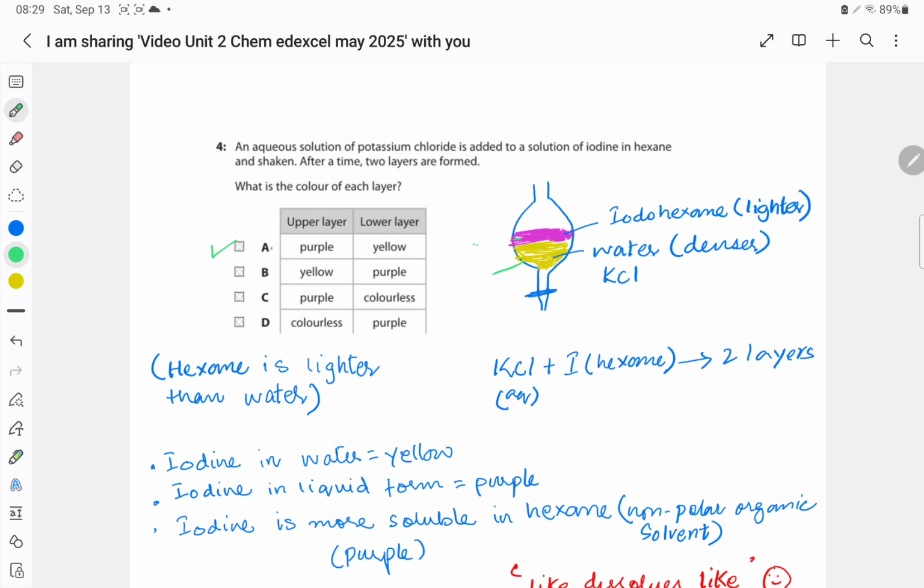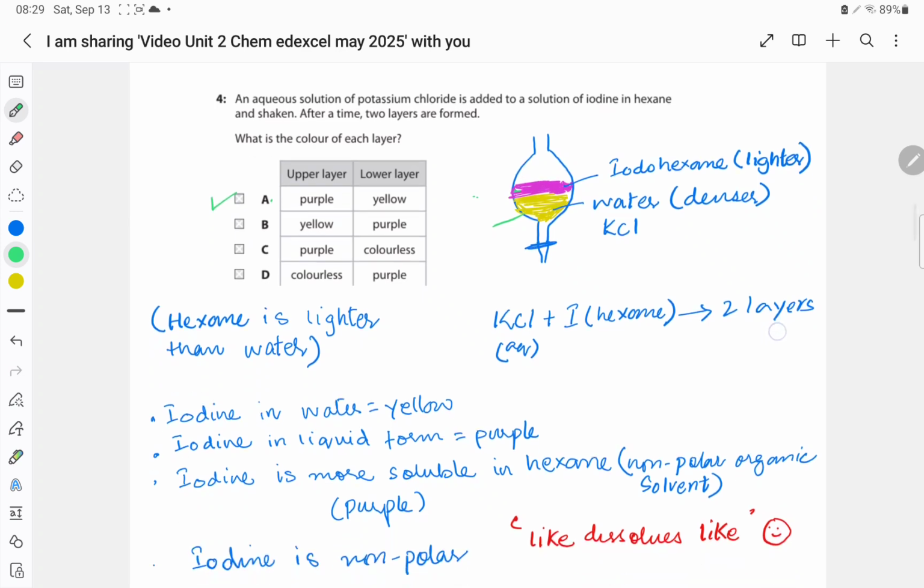Okay, now we have question number 4, that is: an aqueous solution of potassium chloride is added to a solution of iodine in hexane and shaken. After some time 2 layers are formed. What is the color of each layer? So here we're going to use a separating funnel in which we pour this mixture, and obviously the water is denser and the iodine-hexane solution is lighter, so it will be on the upper layer.